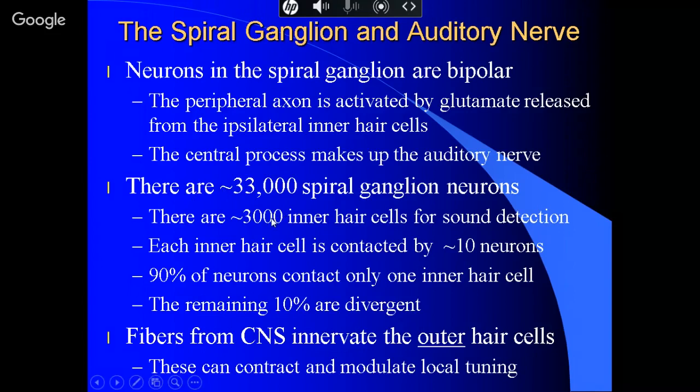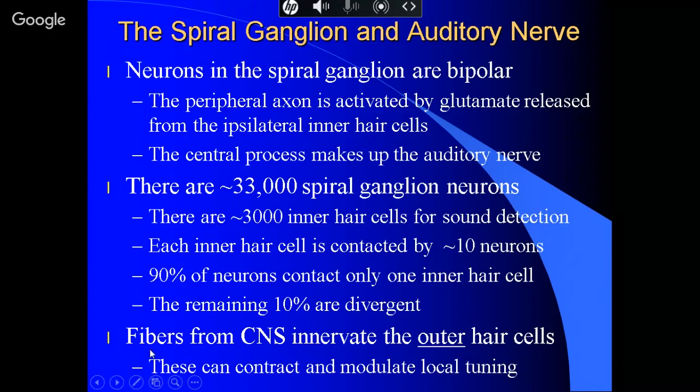There are only 3,000 inner hair cells altogether, in each ear, for sound detection. So there's obviously a 10-to-1 ratio. Roughly speaking, 10 neurons innervate a single inner hair cell, and they are pretty faithful. They're pretty monogamous. You don't have a lot of neurons interacting with more than one hair cell.